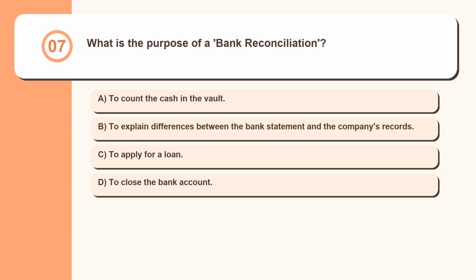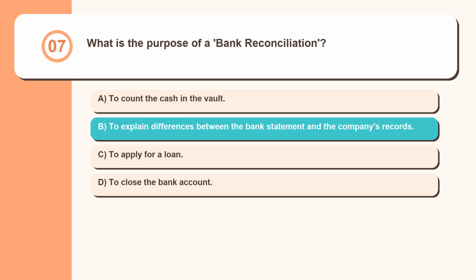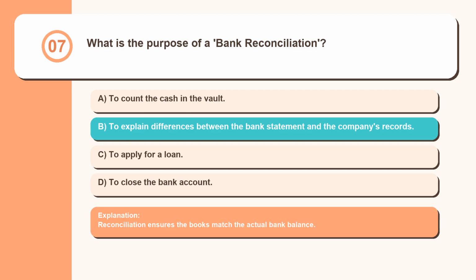Question 7. What is the purpose of a bank reconciliation? To count the cash in the vault. To explain differences between the bank statement and the company's records. To apply for a loan. To close the bank account. Reconciliation ensures the books match the actual bank balance.